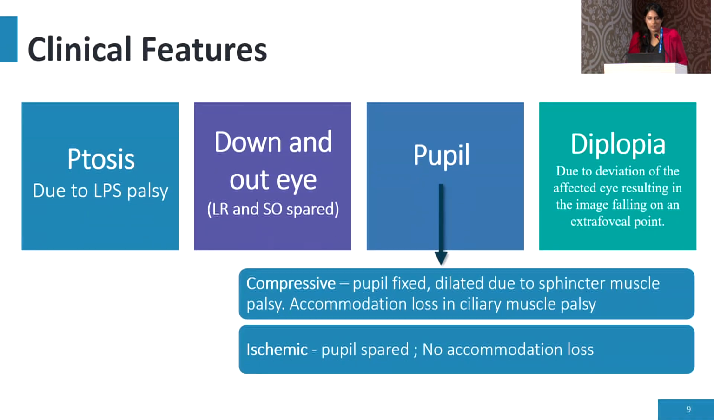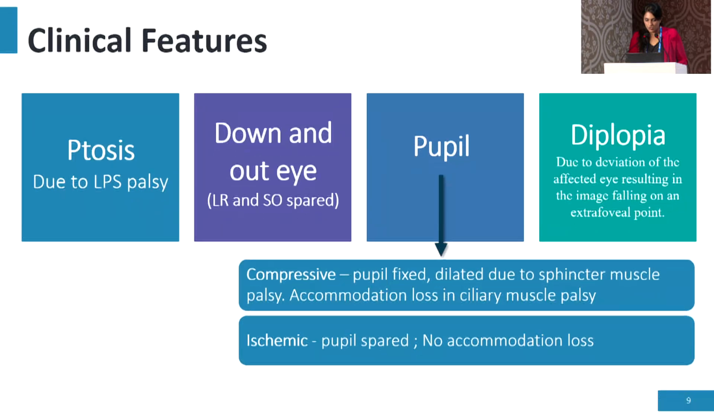So overall, clinical features of third nerve palsy can be ptosis and a down and out eye, due to the sparing of lateral rectus and superior oblique. Pupil involvement I'll be discussing, and then there can be diplopia. In compressive pathologies, the pupil will be fixed and dilated due to sphincter palsy, and in ischemic cases the pupil is generally spared. The accommodation is not lost.